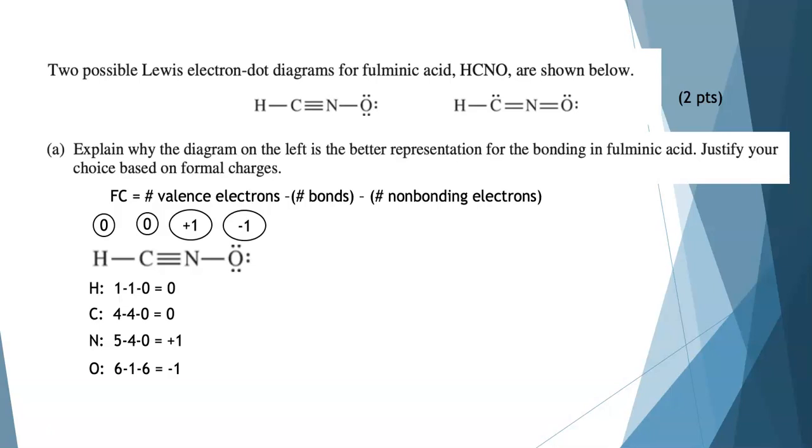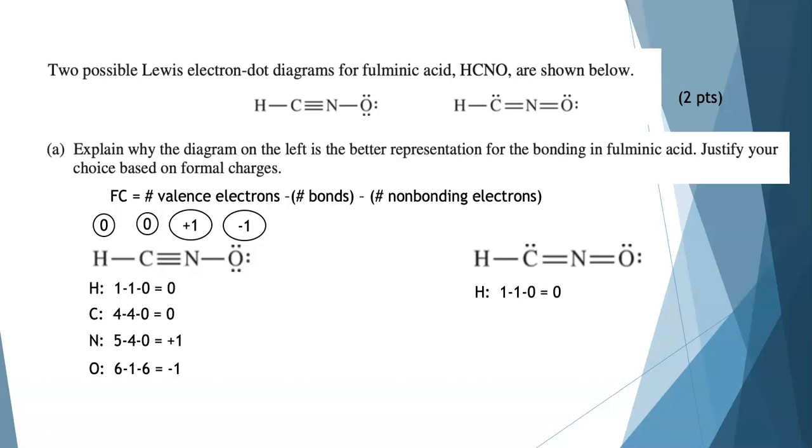As a check for myself, the sum of the formal charges should add up to the overall charge of the species. It's a neutral molecule, so the charge of the overall molecule is 0, and the sum of the formal charges is 0. So that's reassuring that I've done that correctly. Let's go on and do the same thing for the right-hand molecule.